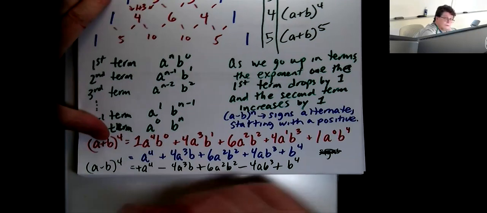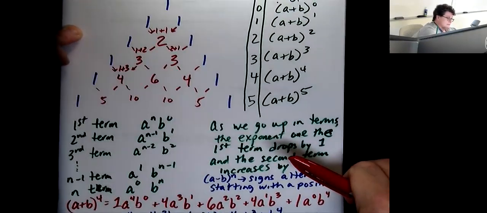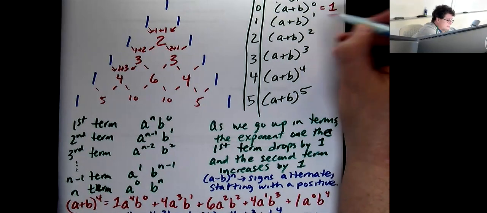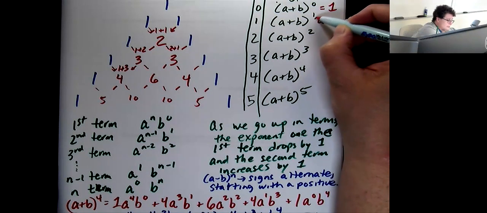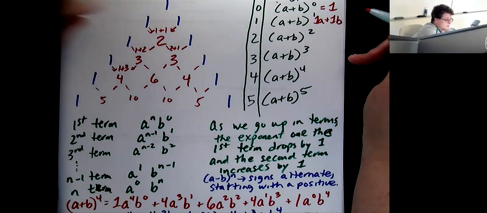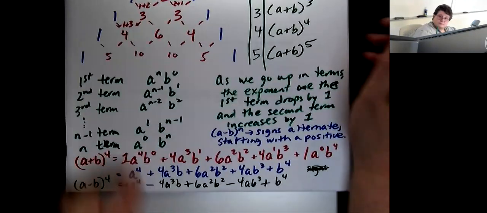You can see the first 2 right away. A plus B to the 0, anything to the 0 power is 1. And anything to the first power is just itself, so we got 1a plus 1b. And we see the 1 and then the 2 ones just kind of fall out of it.